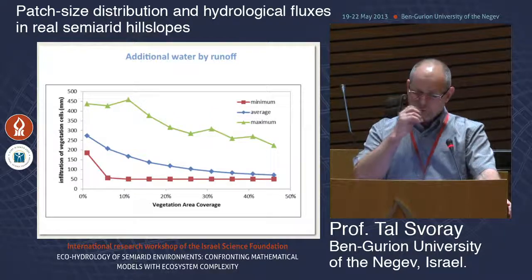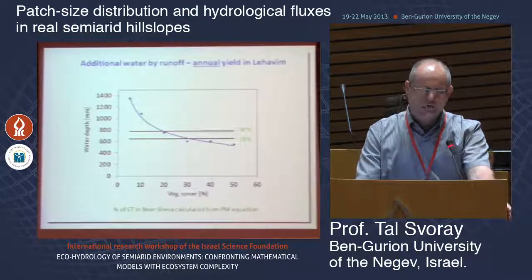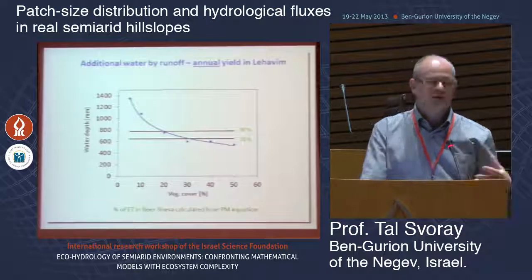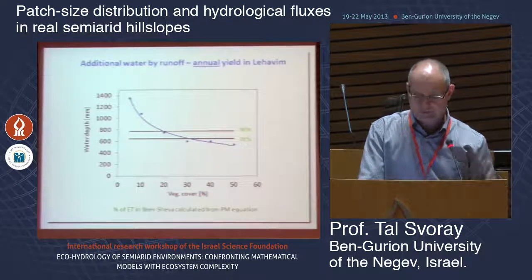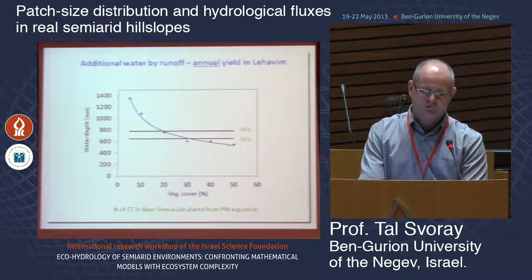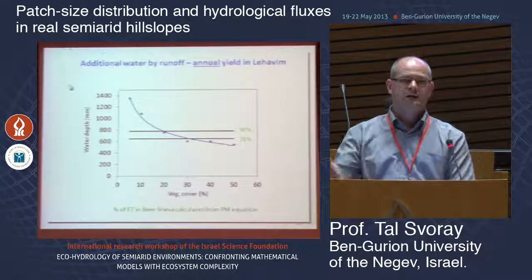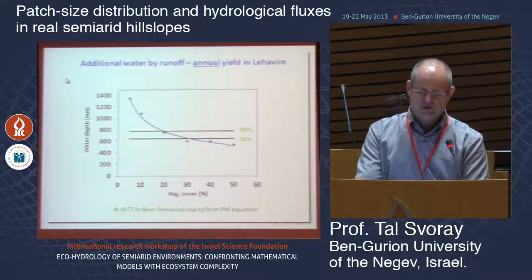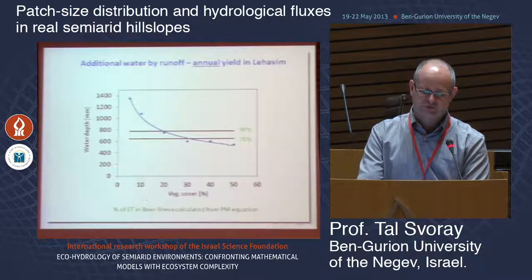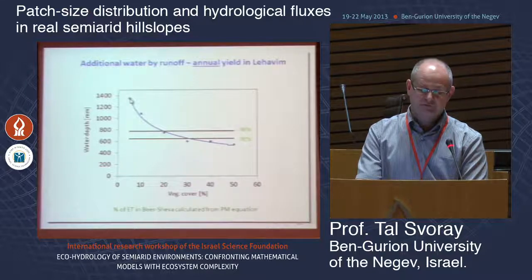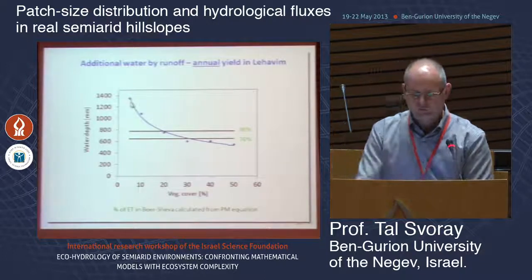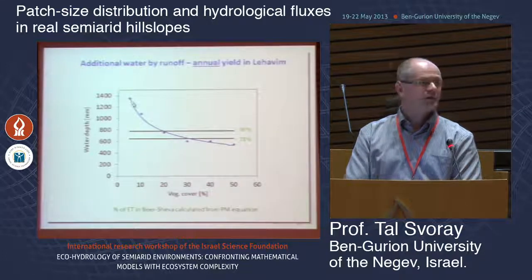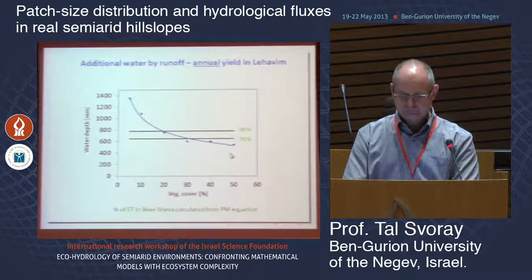And after doing so, we are able to calculate the additional water by runoff on an annual basis. So we can see here that for the Lehavim area with 300 millimeters, if there is a shrub cover of 5%, each shrub receives about 1,300 millimeters of additional water by runoff. And then it decreases with the increase of vegetation cover.